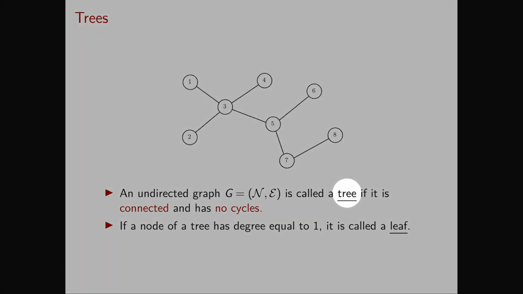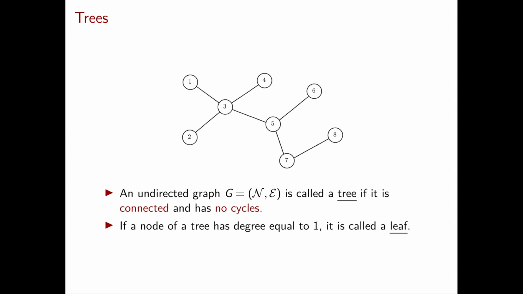Next, we're gonna study trees, which are a very special type of undirected graphs that we will be heavily using. A tree is an undirected graph that is connected and has no cycles. In the picture, we have an example of a tree. You can check that it is connected. In fact, for every pair of nodes, there exists a path joining them.